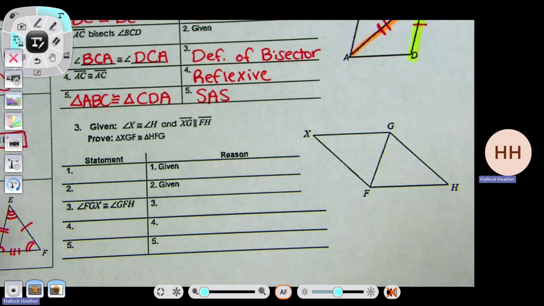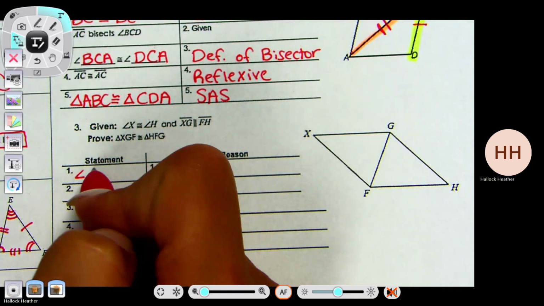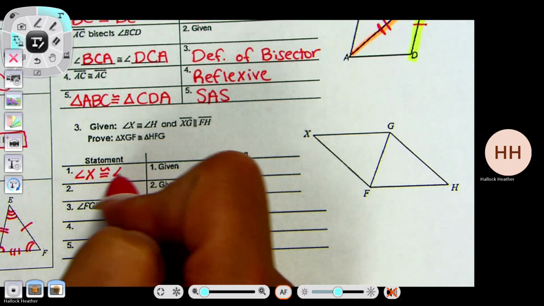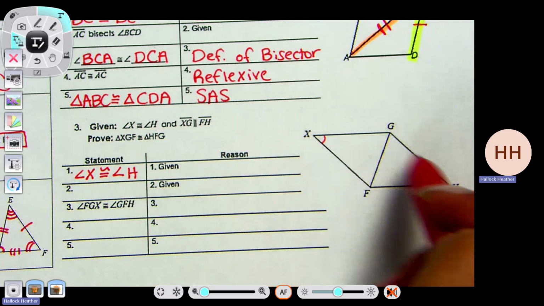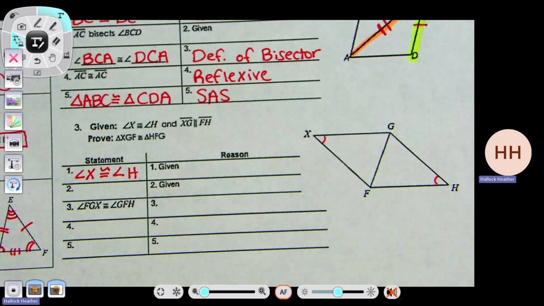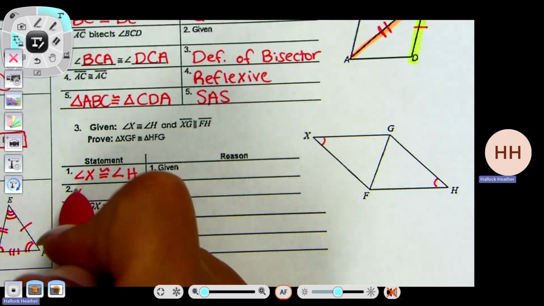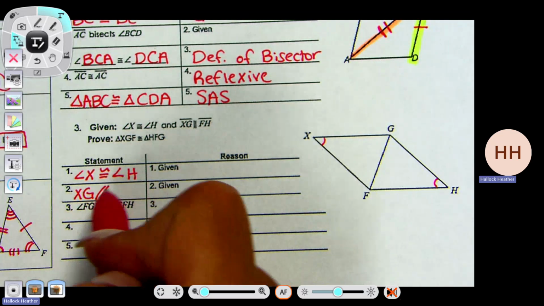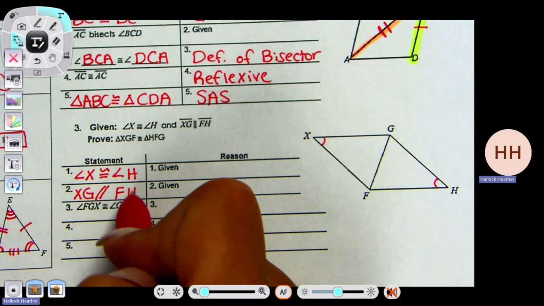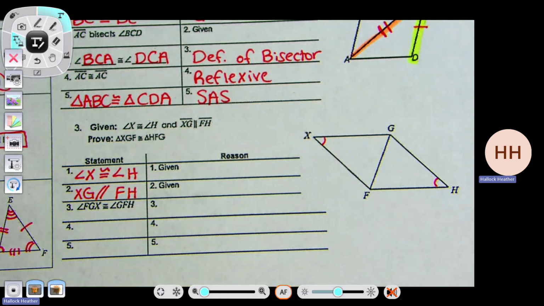So what's the first thing? Good, mark it. It's a congruency statement. You should have marked it already. The next thing should be XG is parallel to FH. You don't mark that. It's not a congruency symbol, but they're letting you know parallel lines.